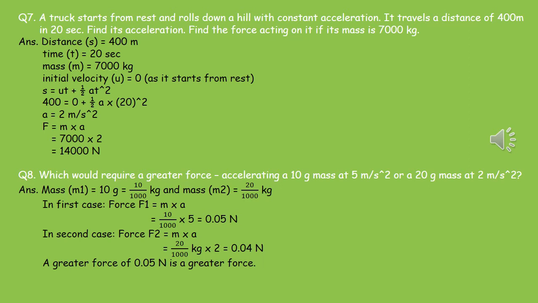Now in the first case, F1 is equal to ma. So 10 by 1000 into 5, where 5 is the acceleration. So the force is equal to 0.05 Newton. And in the second case, 20 by 1000 into 2, that is the force is 0.04 Newton. So comparing the two values of F1 and F2, 0.05 is greater than 0.04. So the greater force is exerted by the body having 10 gram mass, which is accelerated with 5 meter per second square acceleration.